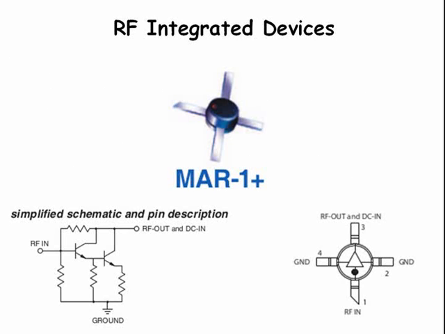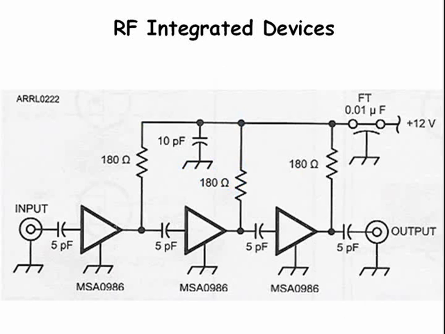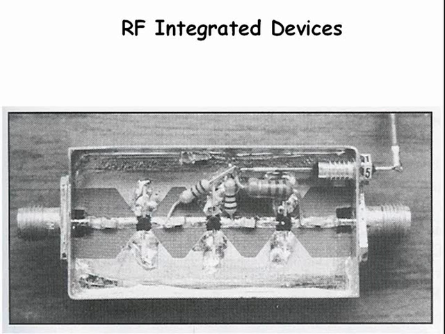Here is a picture of what RF integrated devices look like. Here is a schematic diagram of what an RF integrated device looks like. Integrated circuits, ICs, make up most of the internal circuitry of modern electronics. The most common RF IC used by hams is a monolithic microwave integrated circuit known as an MMIC.